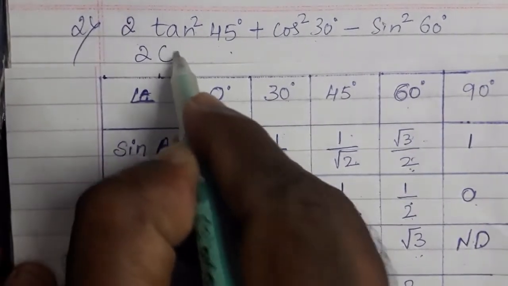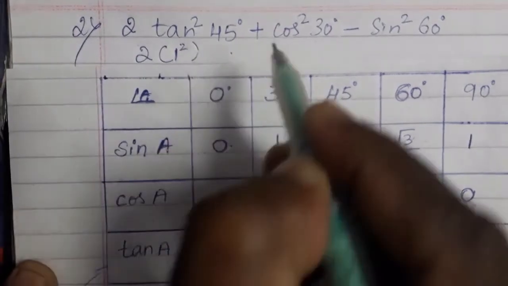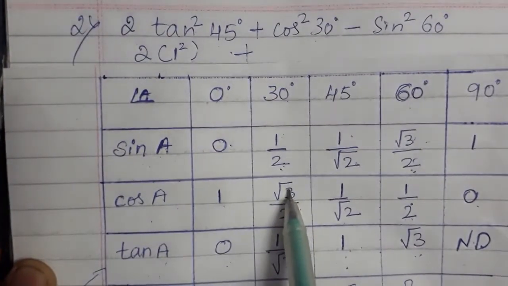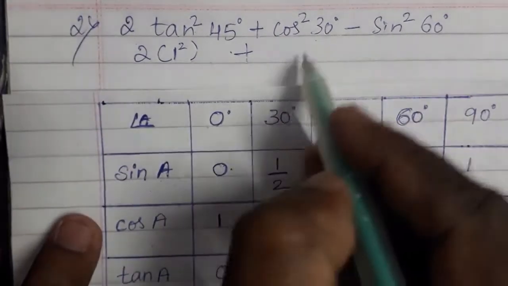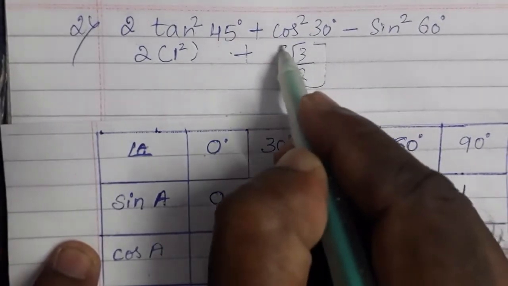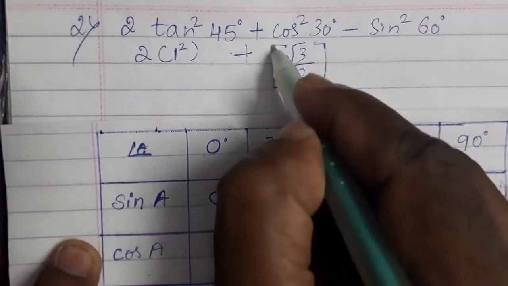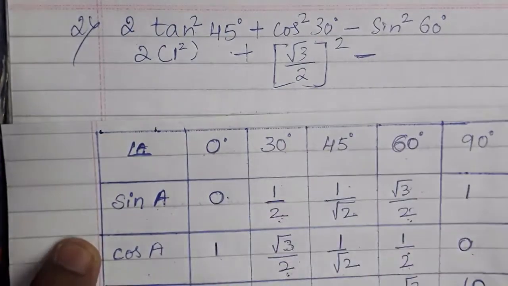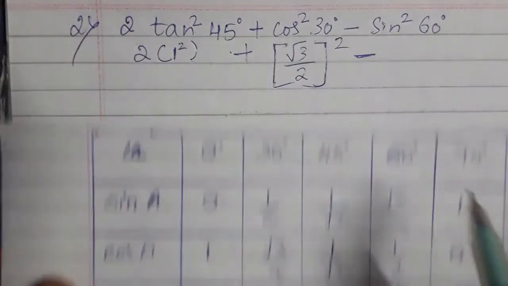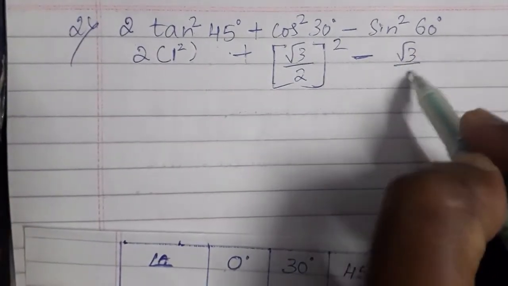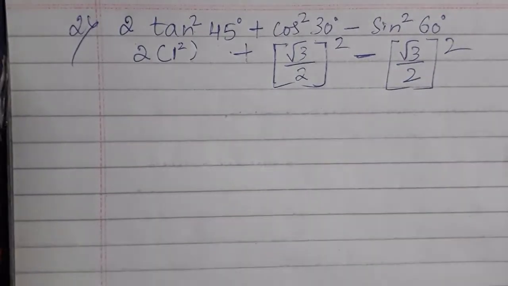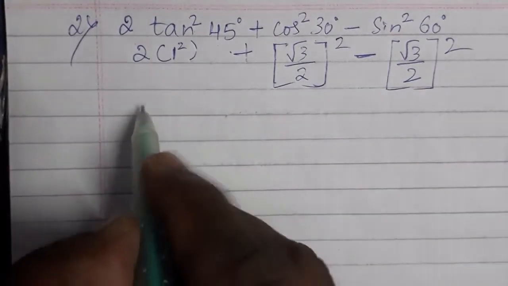So 2 into 1 square plus cos 30. What is cos 30? Cos 30 is root 3 by 2, root 3 by 2 the whole square, minus sin 60. Sin 60 is root 3 by 2, so root 3 by 2 the whole square. Once you remember the values, we have to use simple arithmetic calculation.